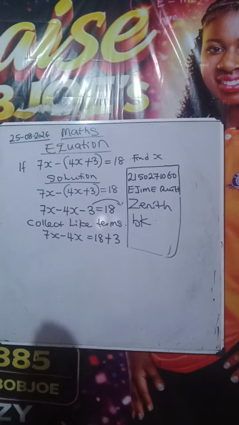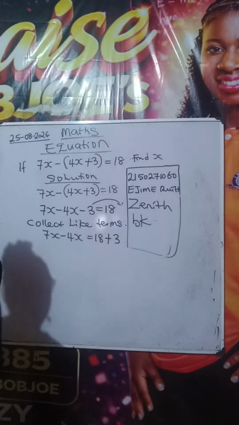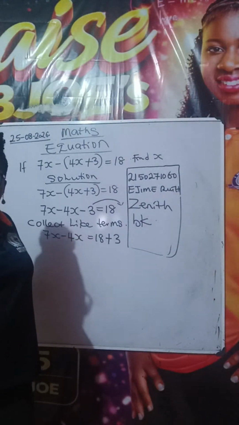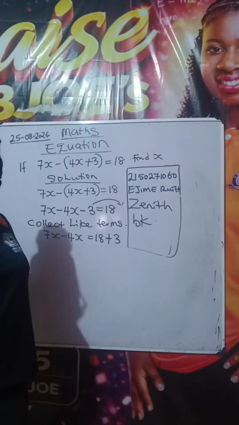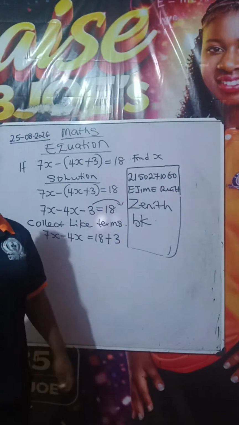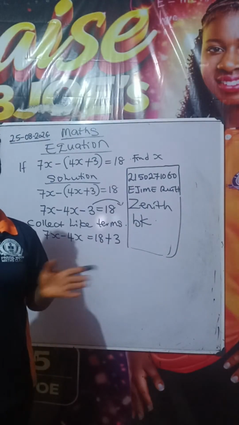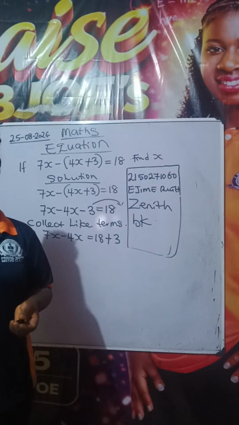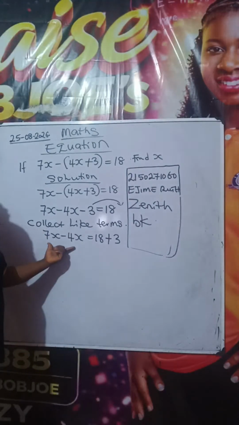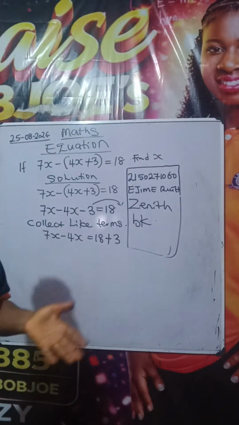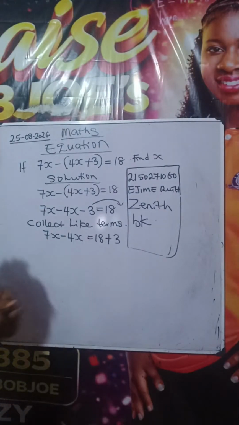All right, now let's proceed. Okay, so now we have 7x minus 4x. What do we have? 7x minus 4x. Everybody subtract. So what do we have? 7x minus 4x is equals to what? If you have 7x and you remove 4, we are left with 3x.